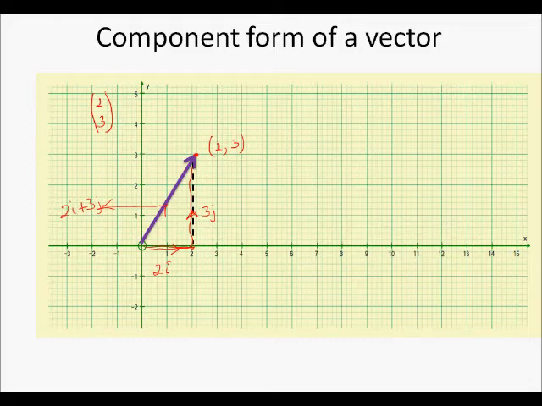In general, if a vector starting from the origin reaches the point x comma y, then the vector can be written as xi plus yj, with a cap over them representing unit vectors, or you can also write it in column matrix form as x over y. So these are different ways of writing a vector in component form.